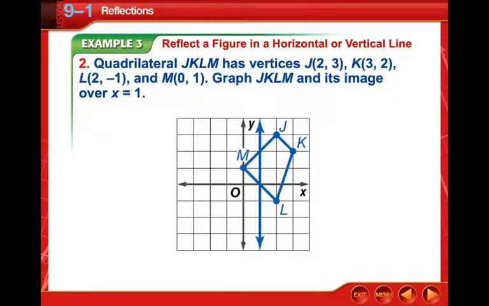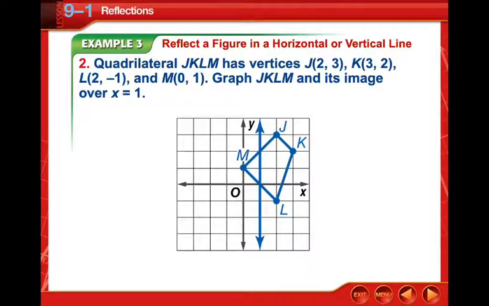Alright, so this next one here, we're still doing a reflection, but this time we're reflecting it across the line x equals 1, and it's drawn in the picture for us. So these are actually kind of nice because they're pretty easy to do. All we have to do is just draw our points on the opposite side of the line of reflection.